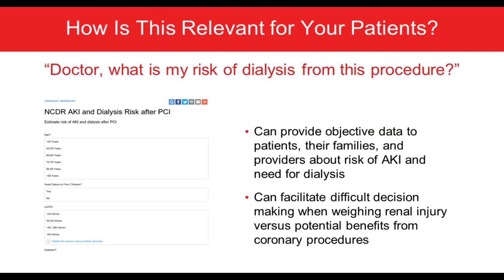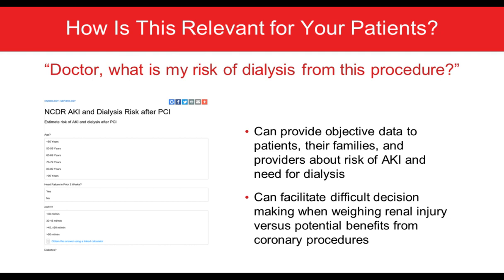So what does this all mean for our patients? This is a common question I get here in San Antonio, where we have a high preponderance of diabetes and chronic kidney disease. Doctor, what is my risk of dialysis from this procedure? And so similar to being able to plug in the data for the Mehran score calculator, a similar calculator is available for the NCDR AKI and dialysis risk after PCI. The data for an individual patient can be plugged in, and we can get some sense of their risk of kidney injury and the risk of ending up on dialysis.